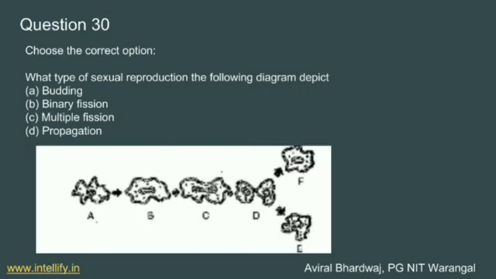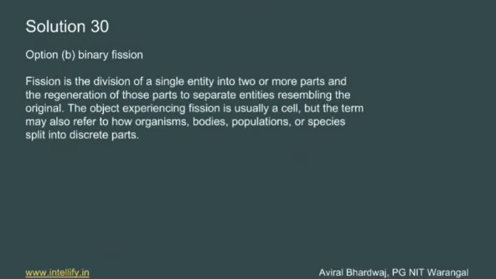Question 30: choose the correct option. What type of reproduction does the following diagram depict? The daughter cells split, the nucleus divides and the cytoplasm forms, and it splits into two parts, like F and E. So the answer is binary fission of amoeba.